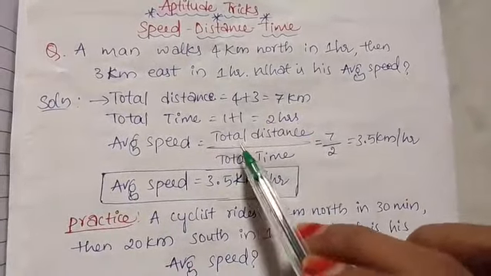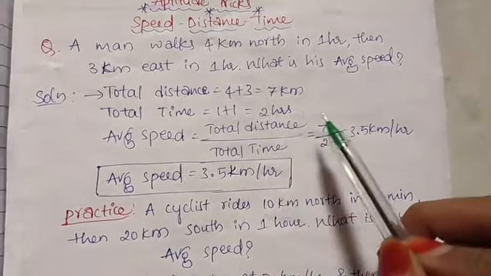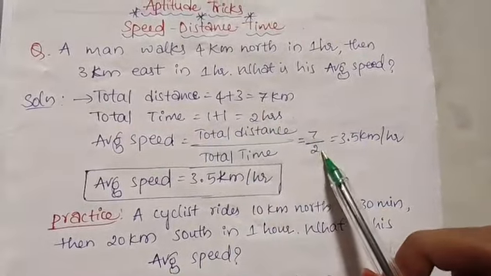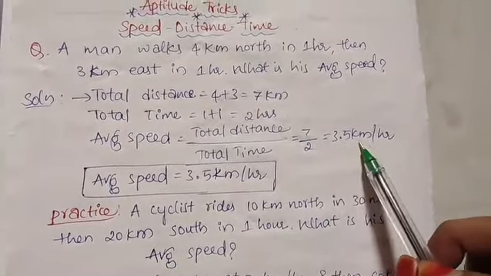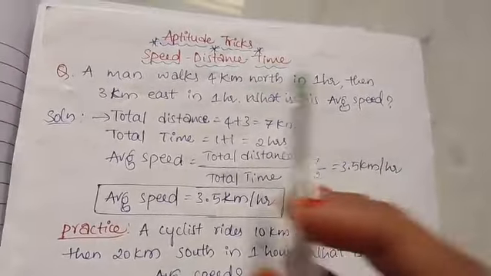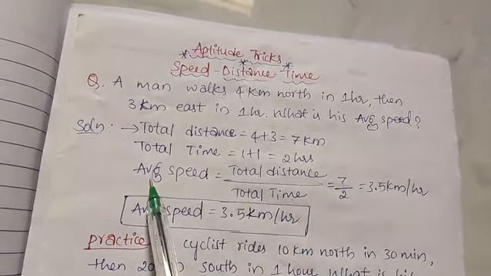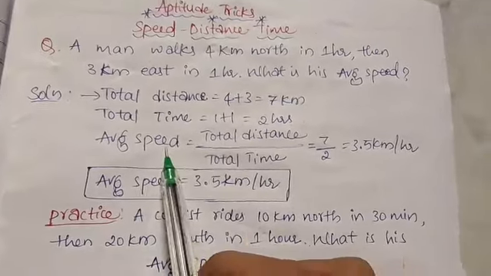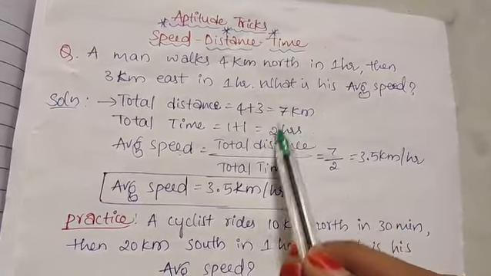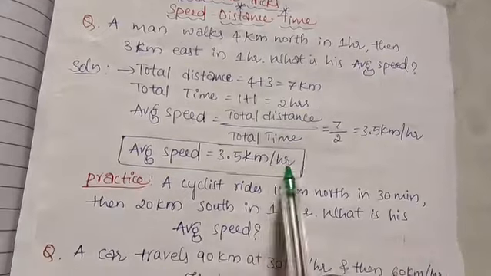Average speed, we have a formula here, that is total distance divided by total time. Here the total distance is 7 kilometers divided by total time is 2 hours. It is 3.5 km per hour. This is the average speed. Add those two distances and time as well. Then here we have a formula to find the average speed, that is total distance by total time, and divide those two. 7 divided by 2, you will get the average speed, that is 3.5 km per hour.